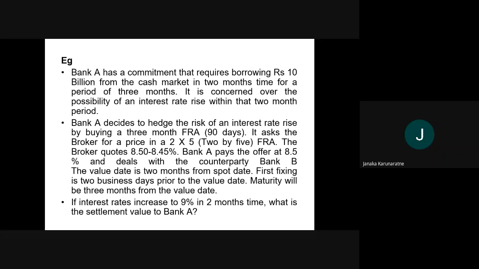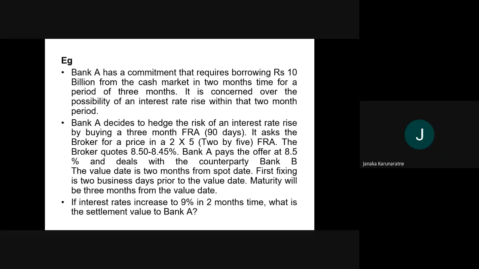The value date is 2 months from spot date. First fixing is 2 business days prior to the value date. Maturity will be 3 months from the value date. These are some technical jargon on how the FRA final calculation works. Don't worry about it. So principally, I entered into a 2 by 5 FRA as a buyer from bank B. Bank B agreed to quote a rate of 8.5% for me. So I am the buyer.